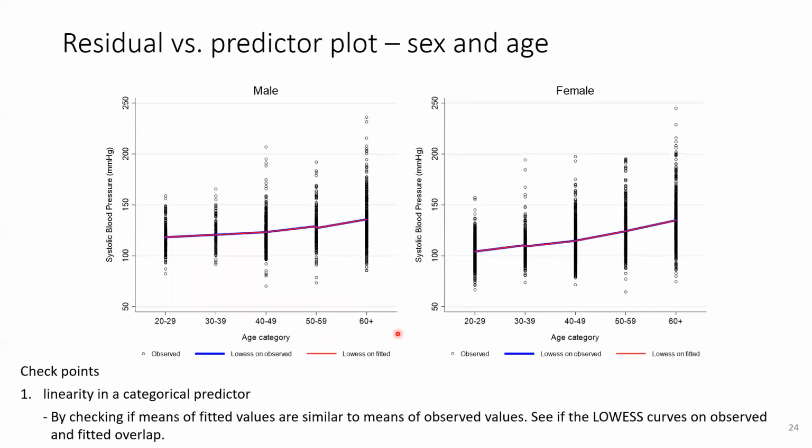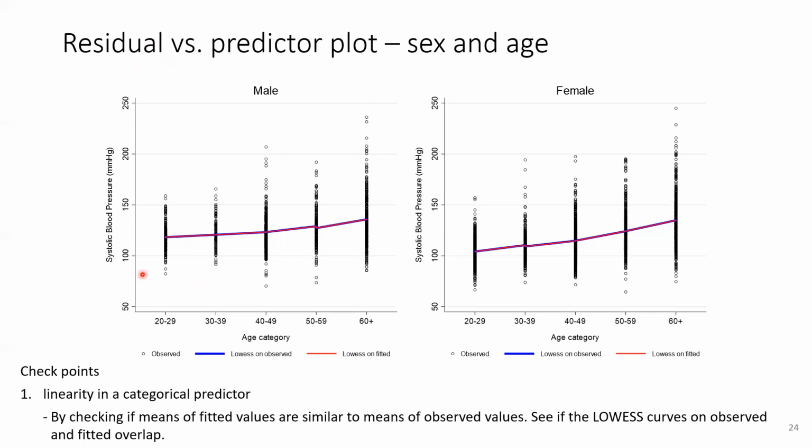Then residual versus predictor plot. In this case, I plotted sex. What? Hold on. Residual versus predictor. Well, it's not really residual. Well, I will explain what I did.